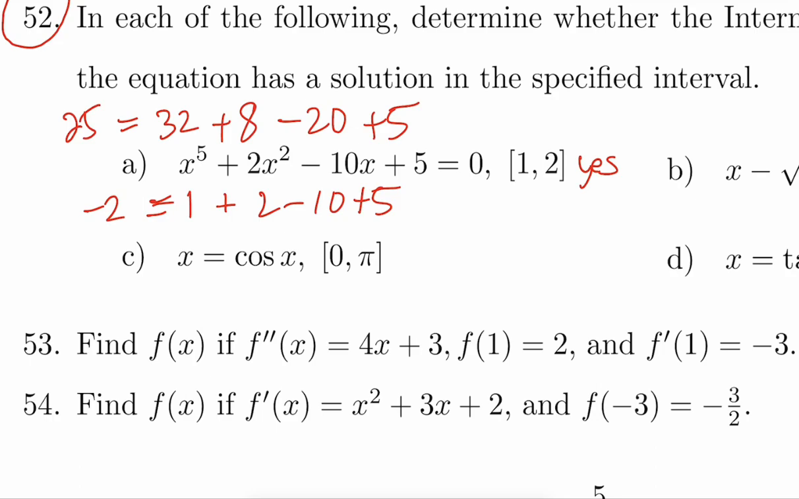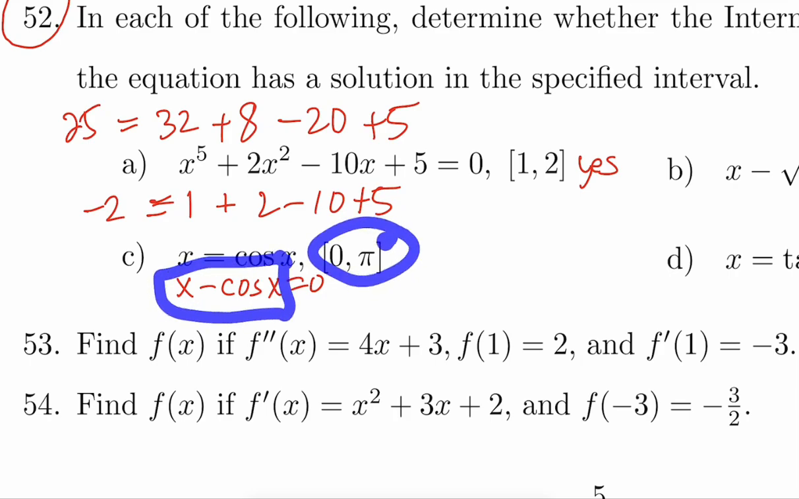Okay, now let's take a look at C. We have to get it equal to 0. So let's just subtract either one. It doesn't matter which side. Go for it. I don't care. It doesn't matter. Okay? If we plug in 0, now you're only plugging it into this, and we're just looking for a positive and a negative.